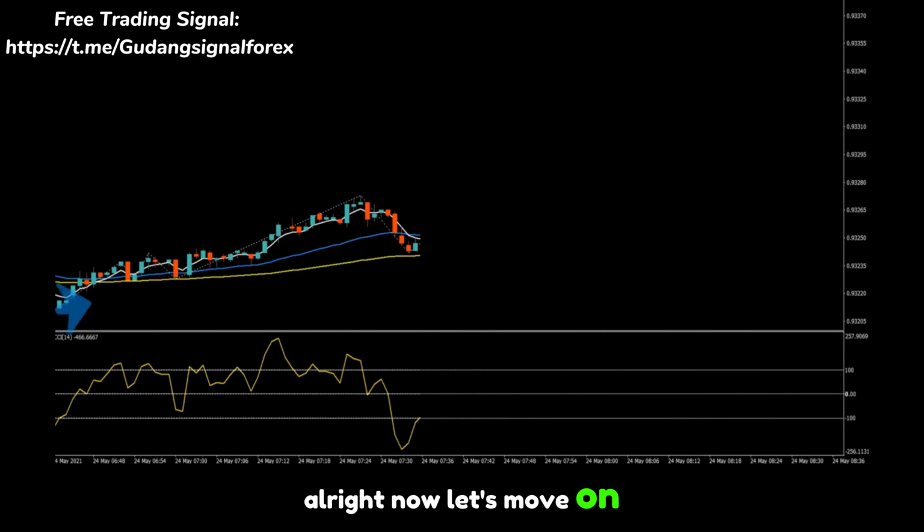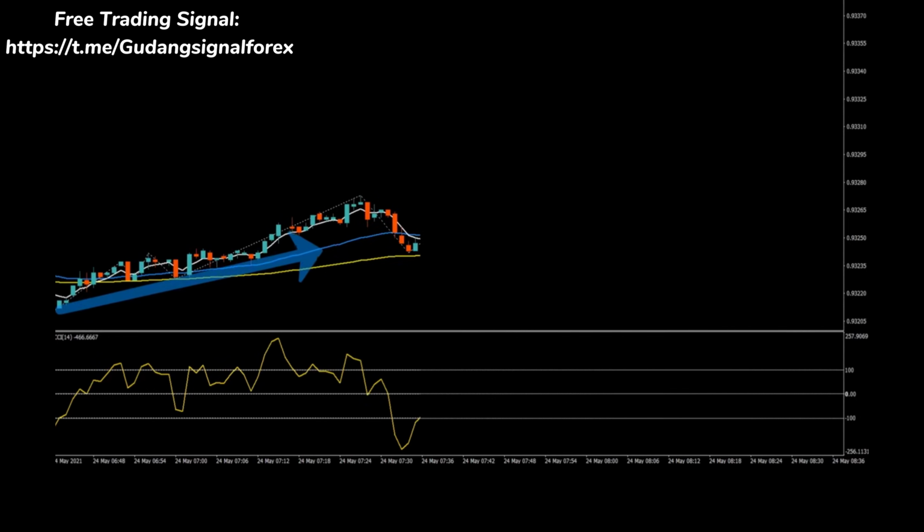Alright, now let's move on to a buy entry example in a bullish trend. Take a look at this chart. You can clearly see that the market is in a short-term bullish trend. It's obvious, undeniable, and right in front of us. So let's dive into our analysis right here.